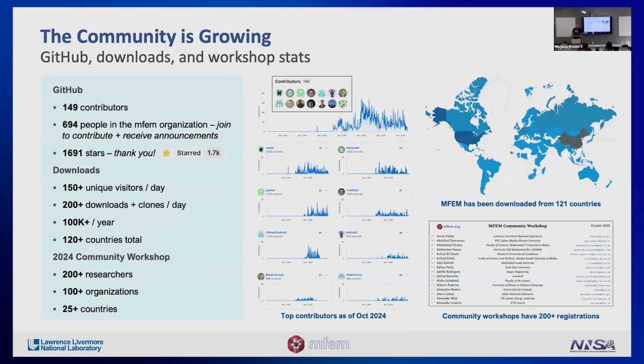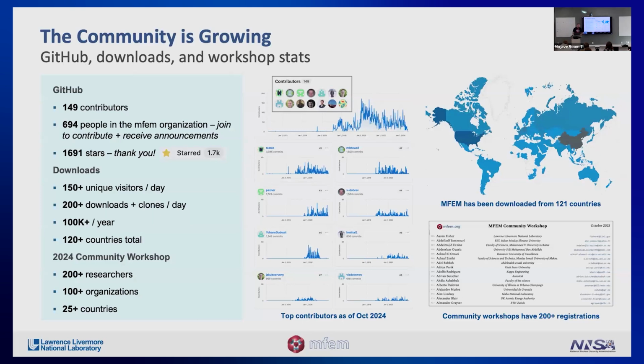The community also has been growing quite significantly. That's another sign of things going well. We are at about 150 contributors to the master branch, to the main branch. There are way more people than just the Livermore team. We have this organization, the MFEM organization on GitHub. You kind of need to join that if you want to contribute.